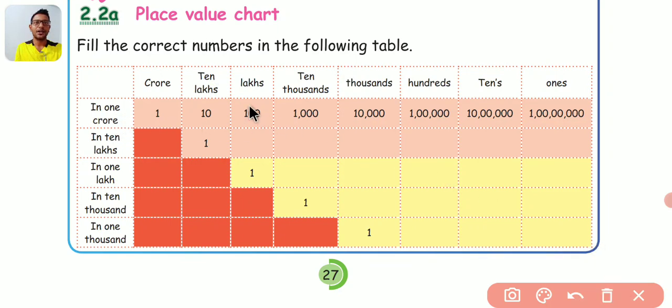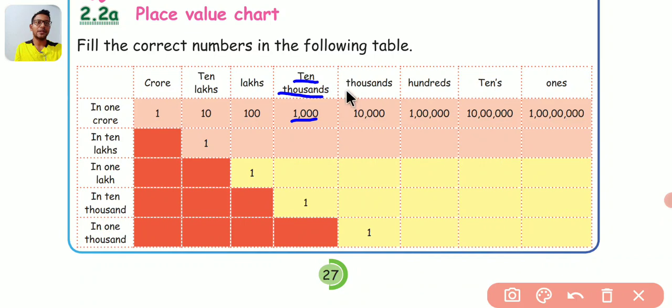Next one, how many lakhs in 1 crore, okay? This is the way you have to read. How many lakhs in 1 crore? There are 100 lakhs in 1 crore. I will tell you later, so just listen. Next one, how many 10,000s in 1 crore? There are 1,000 10,000s in 1 crore, okay?